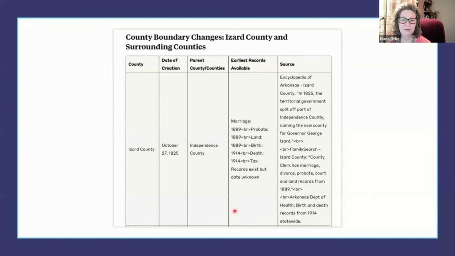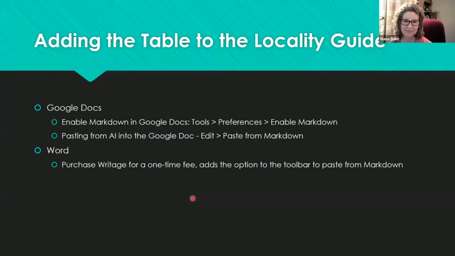So this was really helpful, but now I wanted to get this into my locality guide. So there are a couple of tricks to get your information into your locality guide. And one of those is to use what we call markdown. And I do all my locality guides in Google Docs. And so I can enable Markdown in Google Docs by doing the following. You go to Tools and then Preferences and then Enable Markdown. You just have to toggle it in. And then once you've done that in one Google Doc, then it works for all of them.